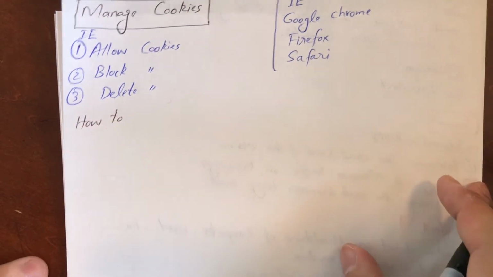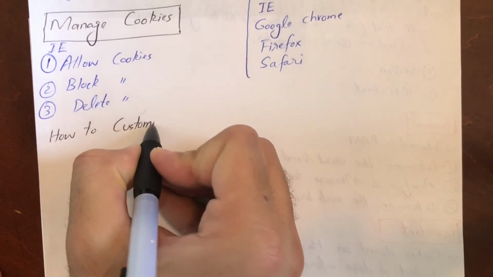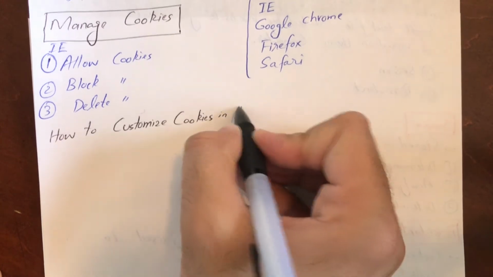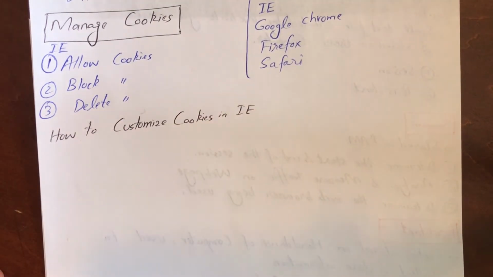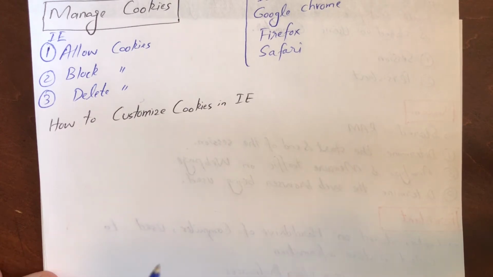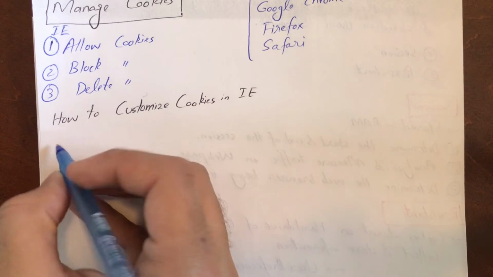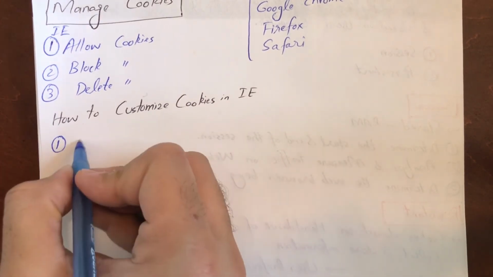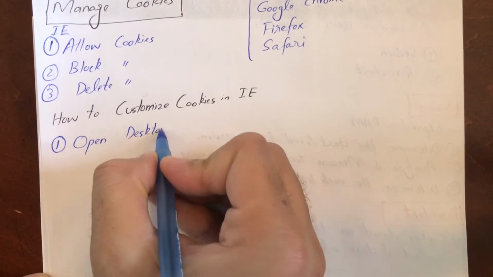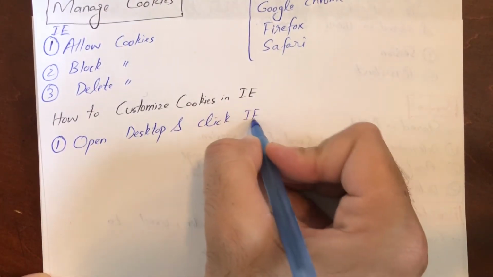How to customize cookies in Internet Explorer. There are a few steps that you need to know about. Please remember these steps. These are very important from a quiz point of view. How can we customize cookies? The first step is you need to get to your desktop and click the Internet Explorer icon.